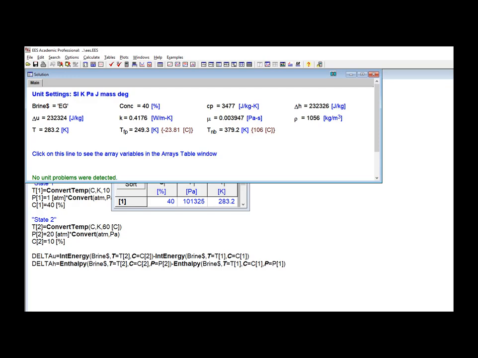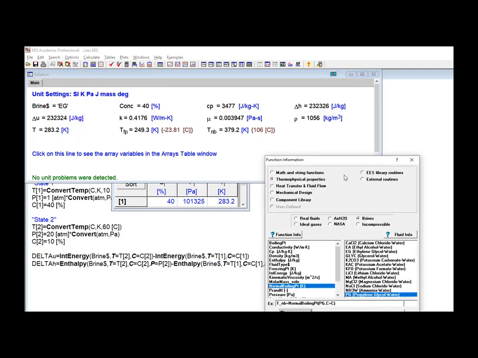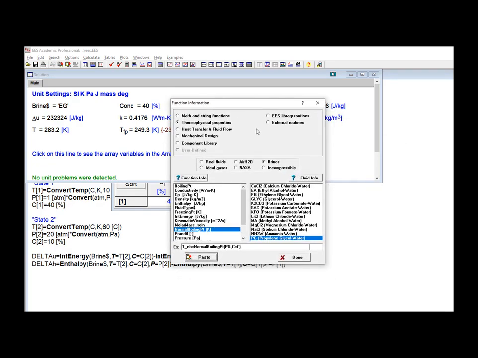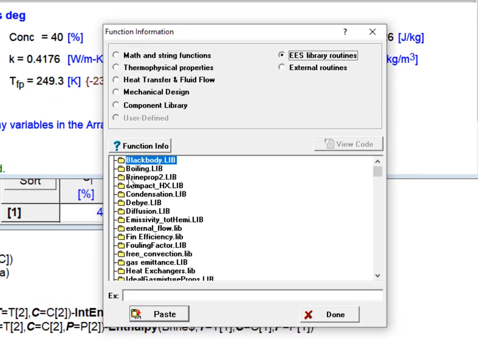One last note is that prior to EASE version 8.785, brine properties were not provided as internal property data in this way, and they were instead provided by an external procedure called BrineProp2. The brine property data used for the internal brine property functions that we just talked about in EASE is based on newer correlations than what was used in the BrineProp2 procedure, and it's therefore suggested that you use the internal brine properties. However, the BrineProp2 external procedure is still provided with EASE for backward compatibility.